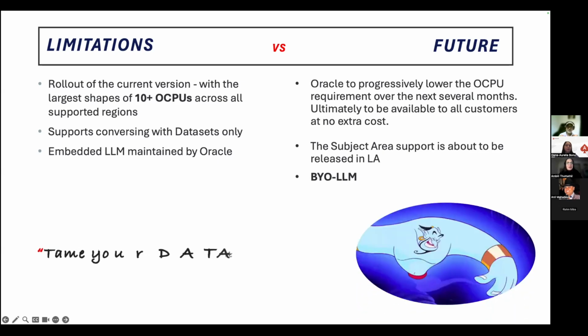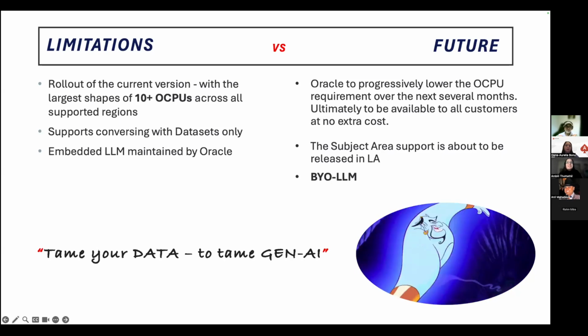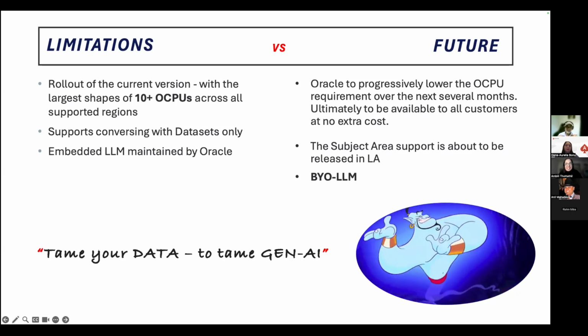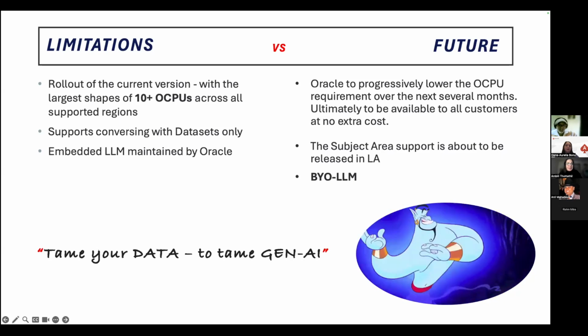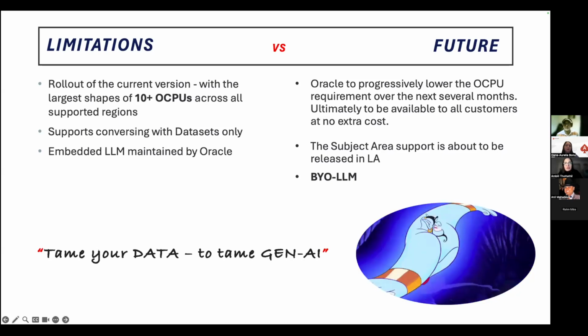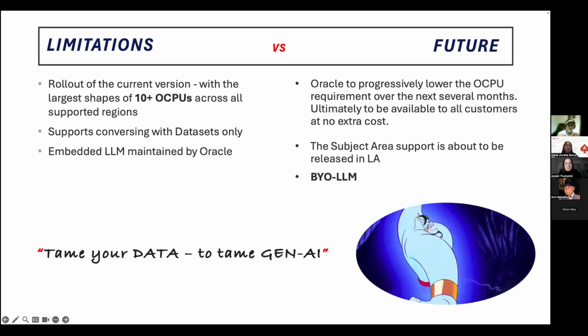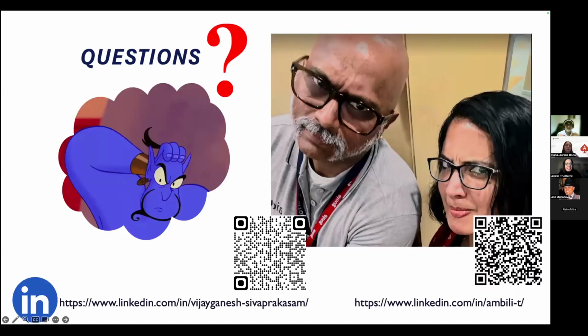Right. So to summarize, how do you tame Gen AI? The key is taming your data or your metadata, to be able to tame Gen AI and optimize all these powerful features to get the best out of it, right? So this is our talk.